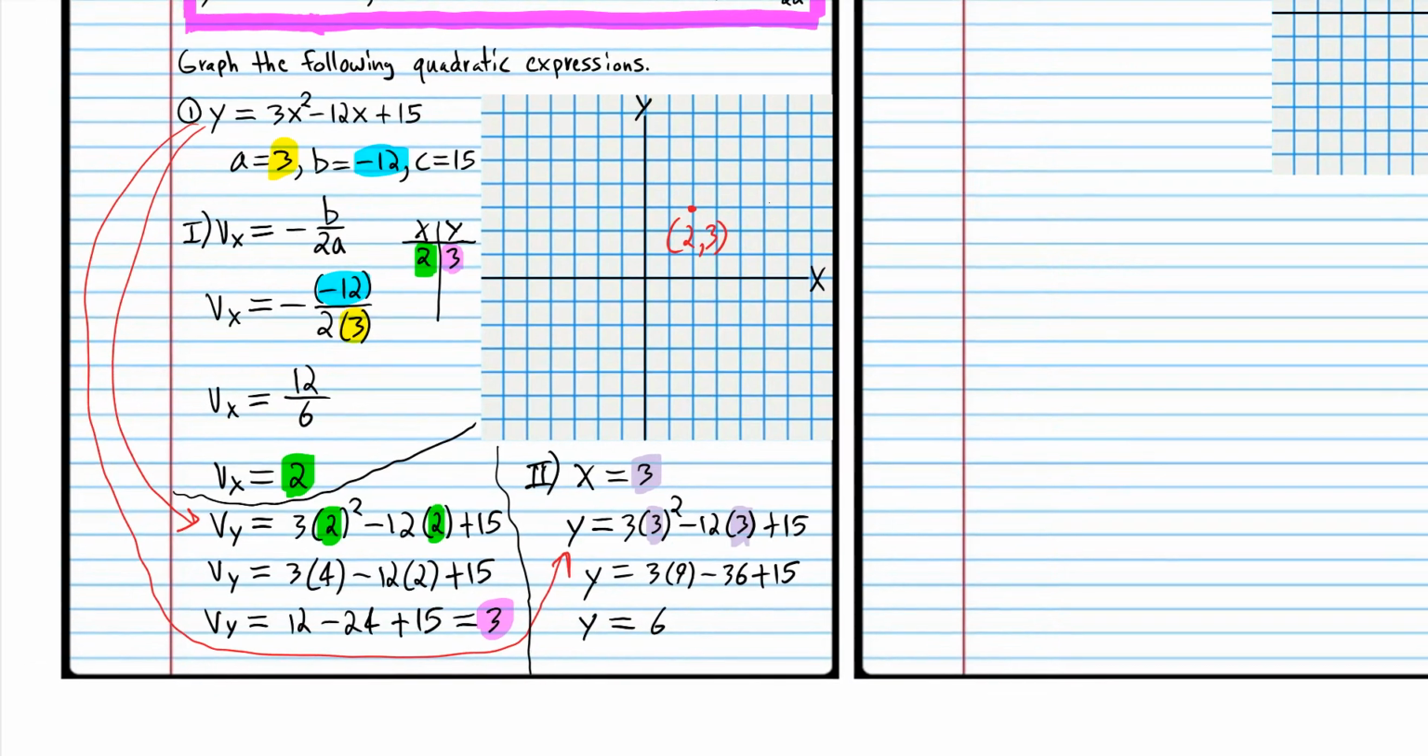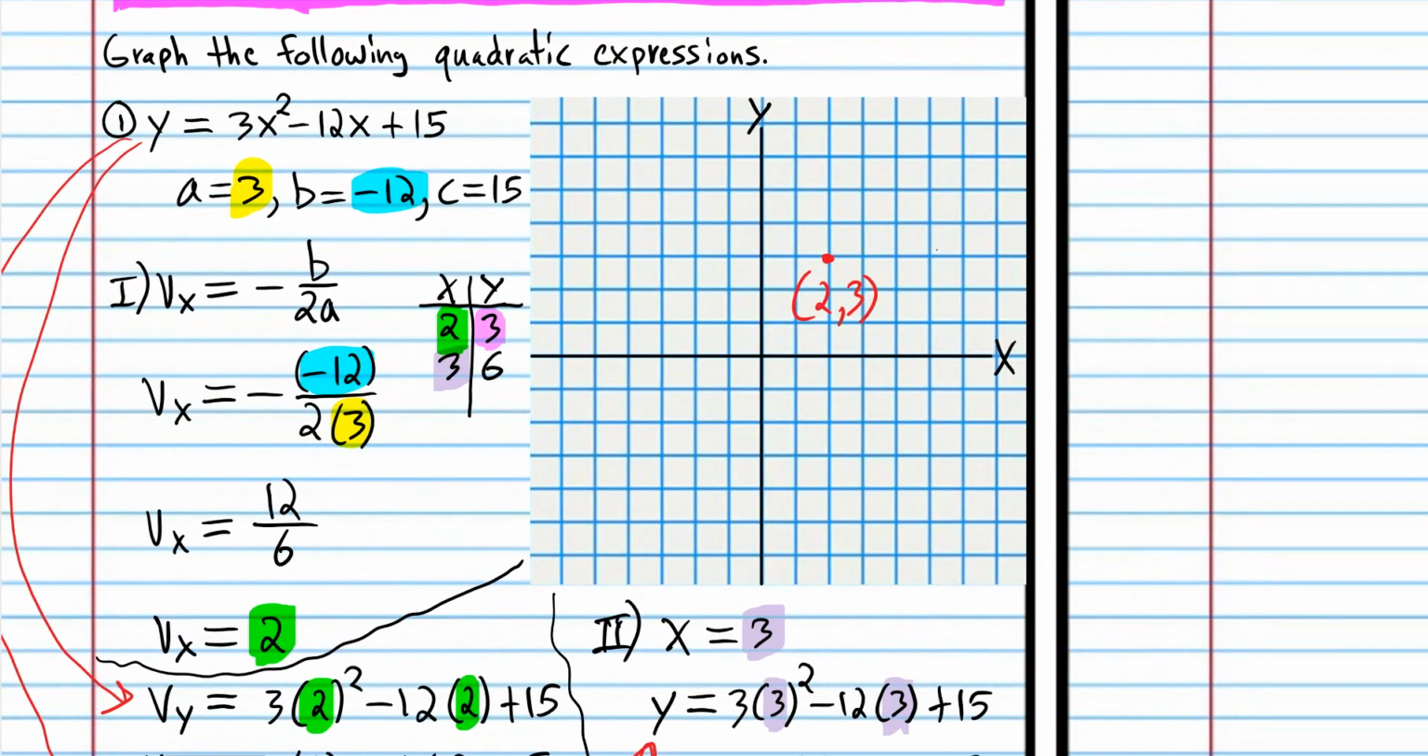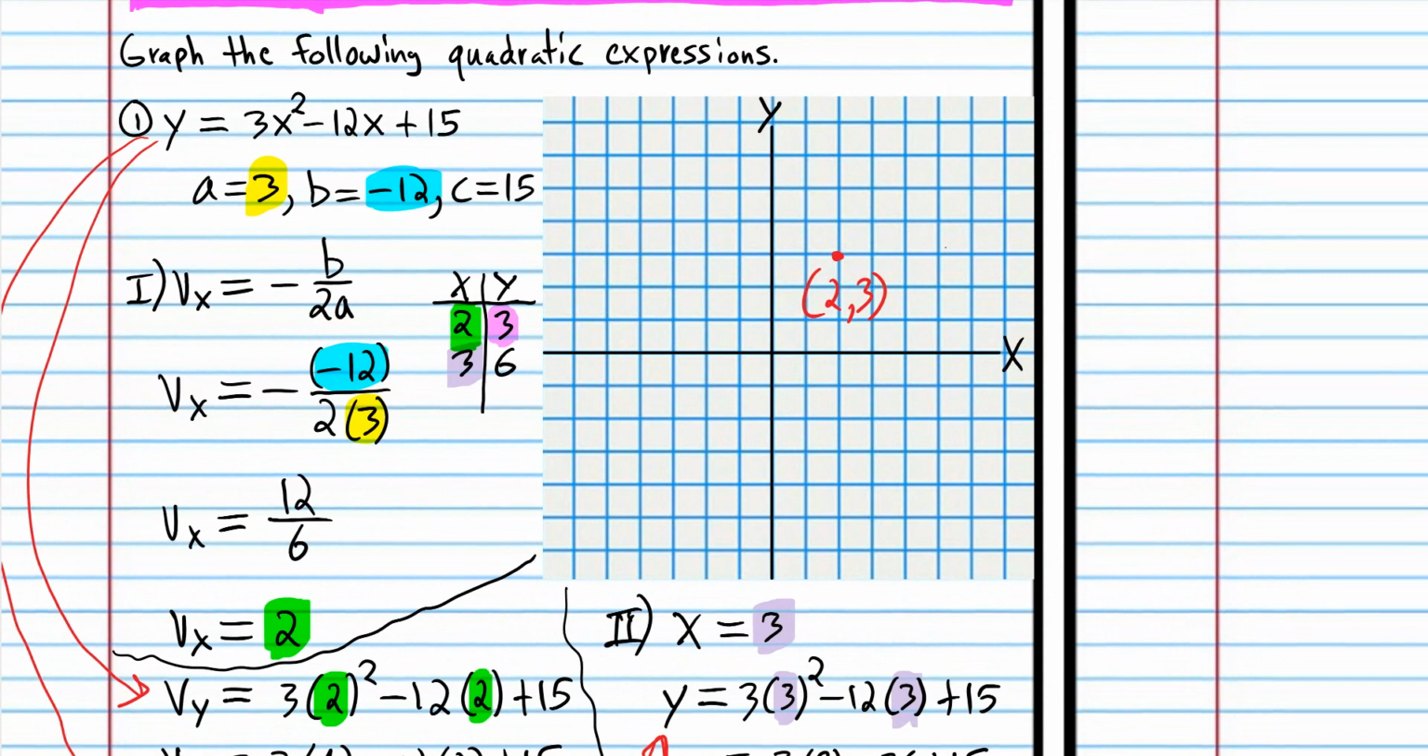So now we can put those coordinates in the table. So that's 3 and 6. Now I'm going to go ahead and color that. And so now I'm going to go ahead and plot that point. So 1, 2, 3, and then up 6. 1, 2, 3, 4, 5, 6.